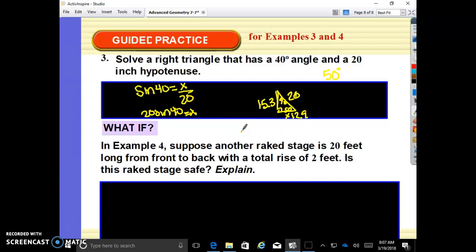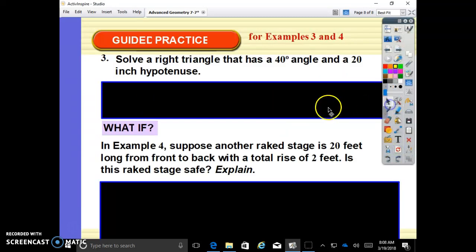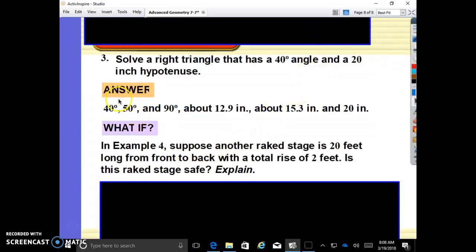Make sense? Or what is the other option? We could have used adjacent and hypotenuse. Cosine 40 equals adjacent over hypotenuse. So 20 cosine 40, so 40 cosine times 20, and we got the 15.3 that way as well. So we have 15.3, 12.9, and 50 degrees.